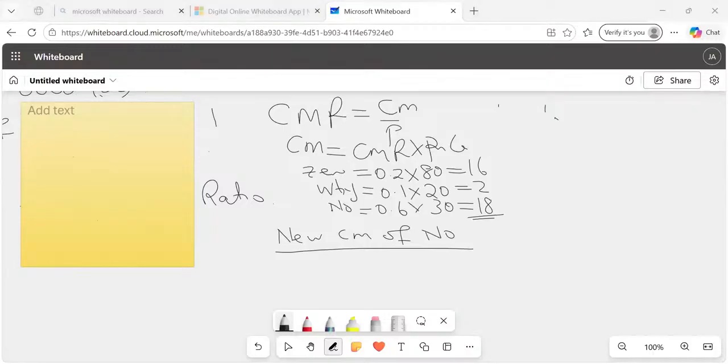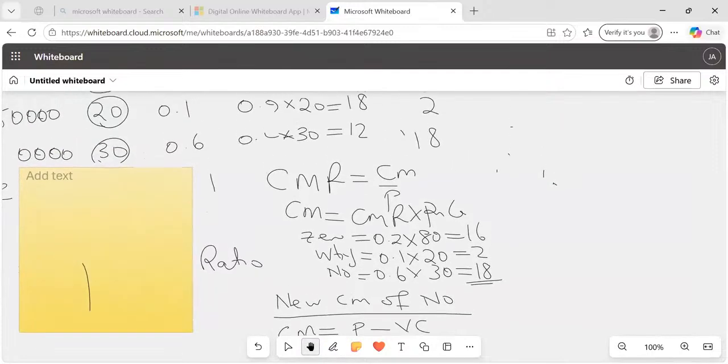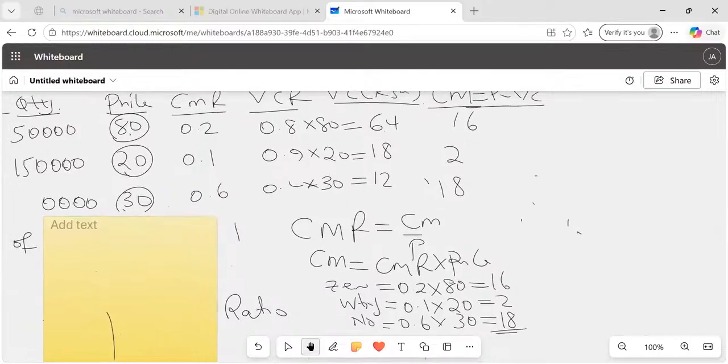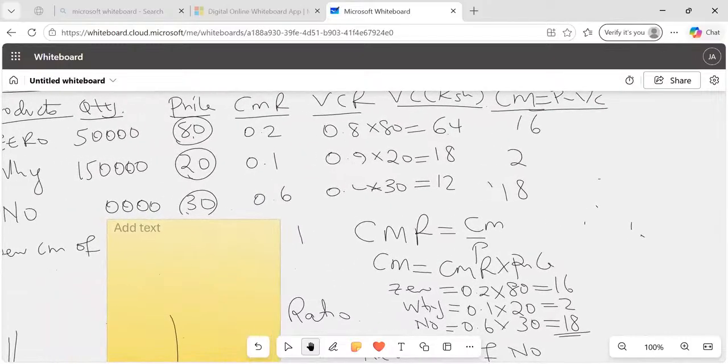Aha, 16.2. Others are giving me 15. Now, ladies and gentlemen, remember it is No Fly. To get contribution margin, we normally take price minus variable cost. The original price of No Fly, you can see it is here. The original price of No Fly is 30.